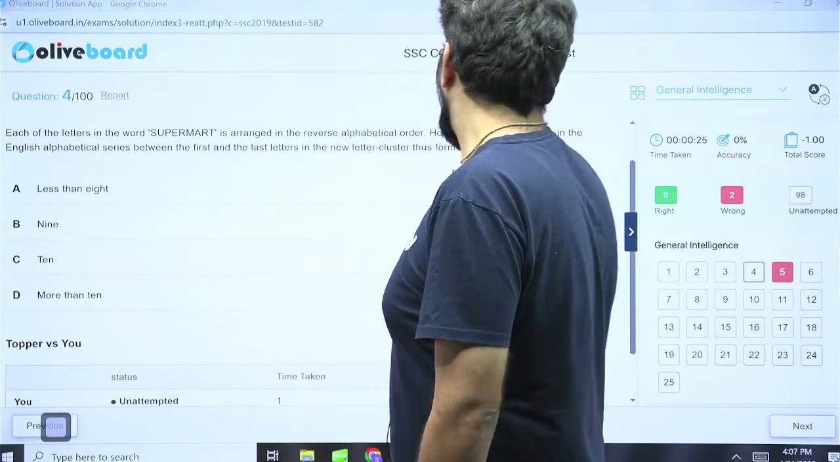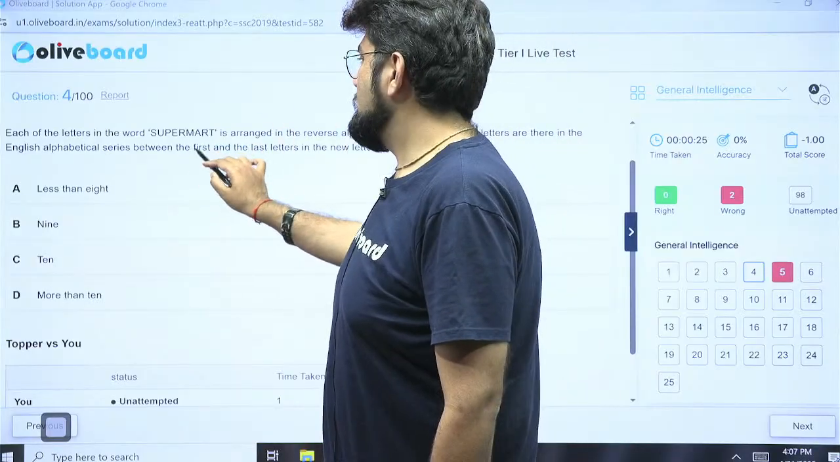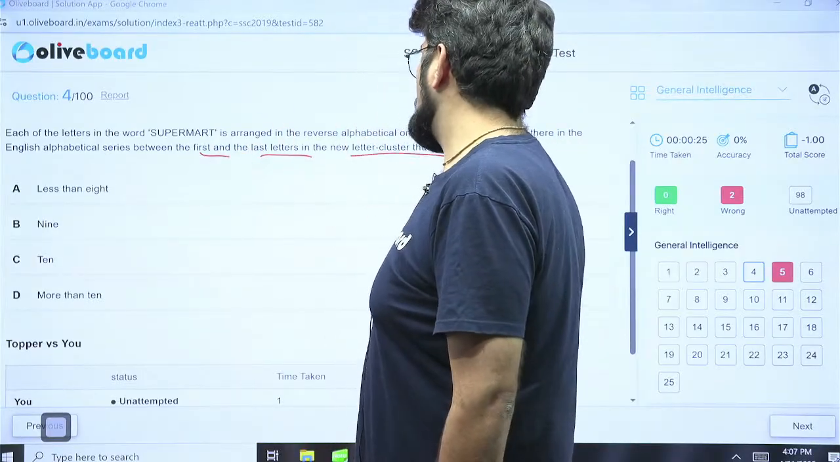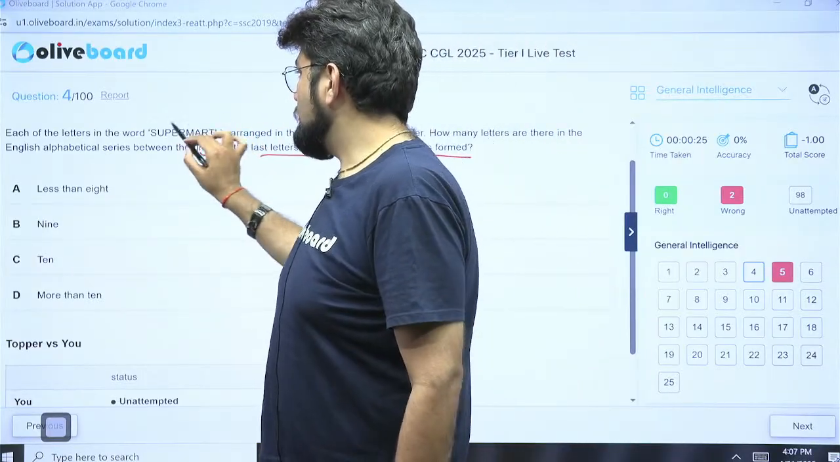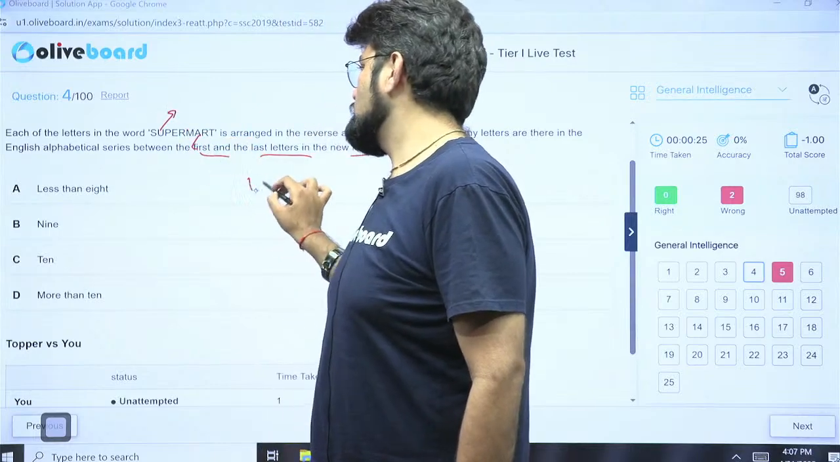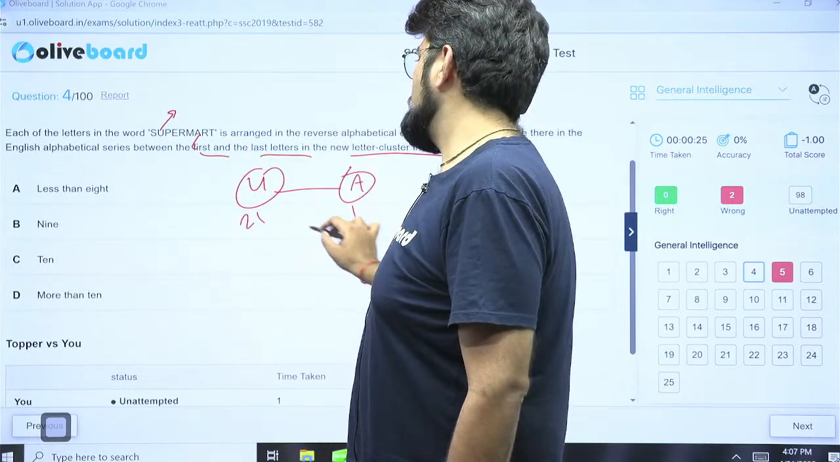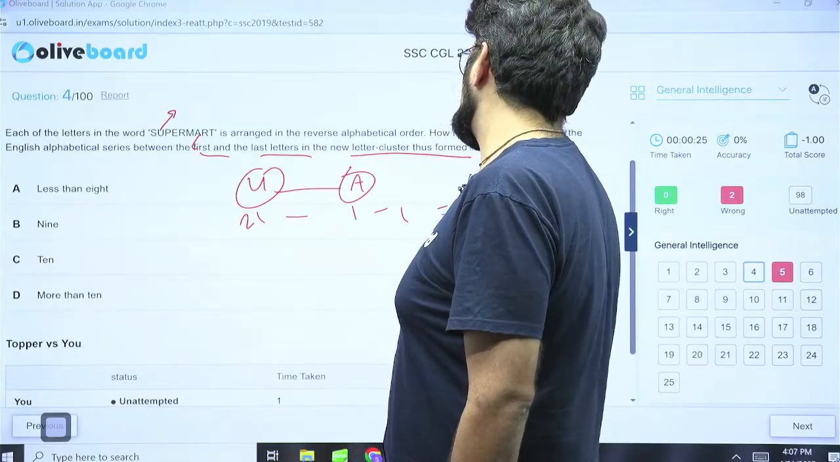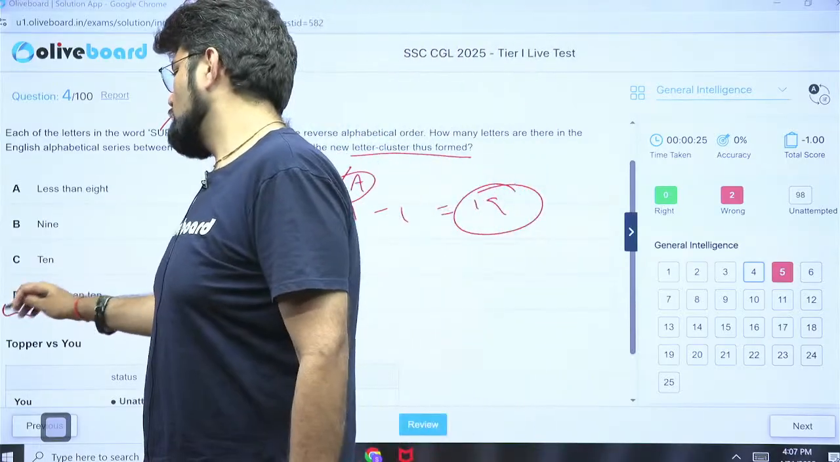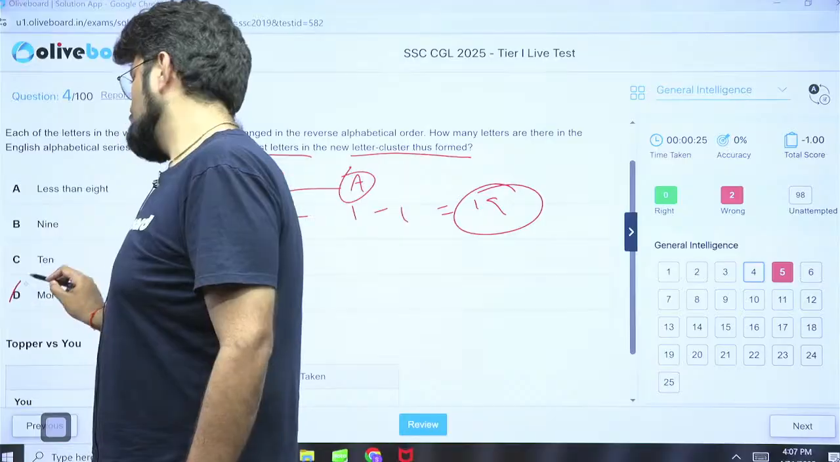Okay, and how many letters are there in the English alphabetical series between the first and the last letters in the new letter cluster? So see, if you observe this carefully, U is the highest letter, A is the smallest letter. So they are basically asking you between U and A. As simple as that. This is 21, this is 20. Subtract and reduce 1. So you will get 19 as your answer, which is definitely more than 10. So option D is the correct answer.